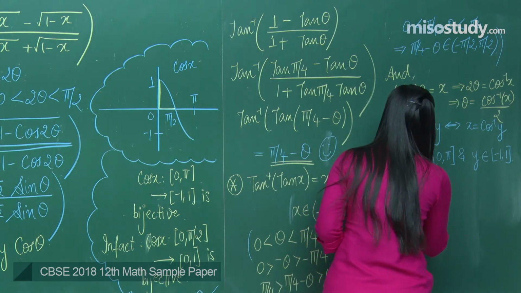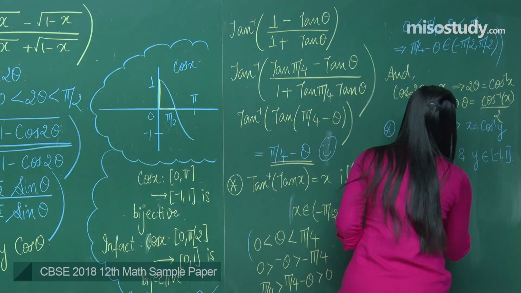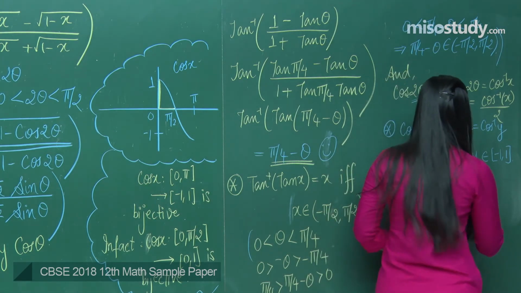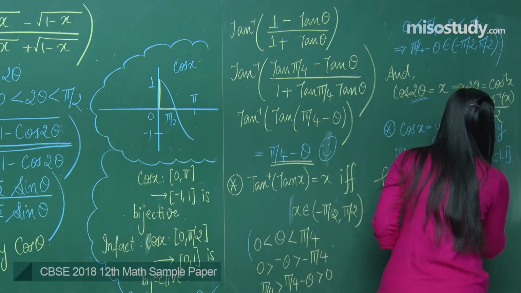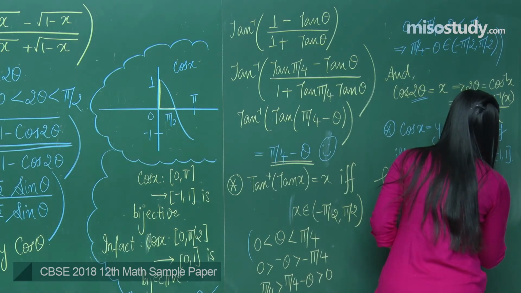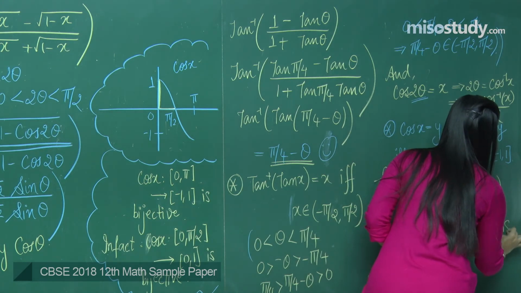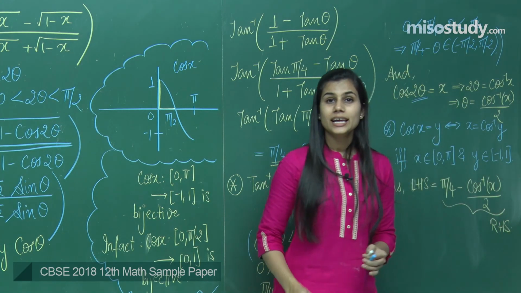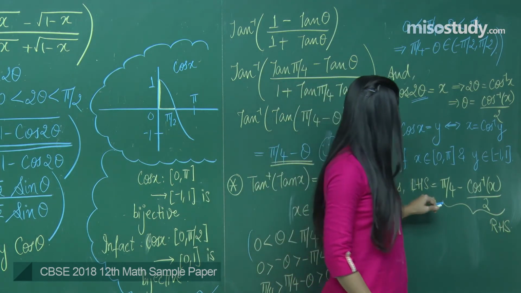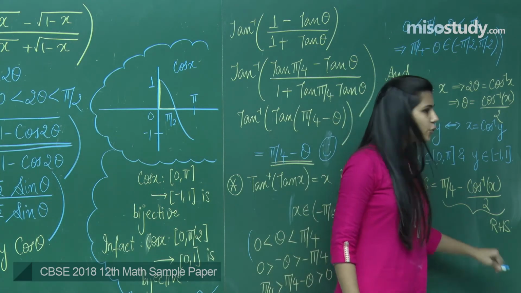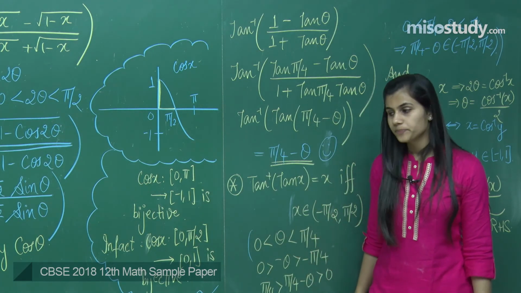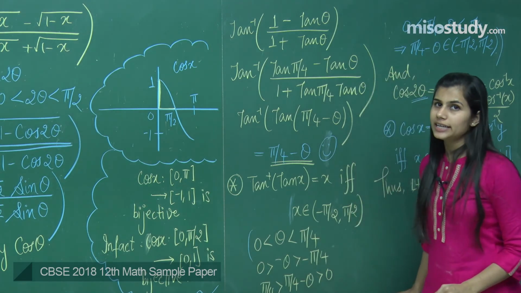And thus you have LHS equal to pi by 4 minus theta, where theta is cos inverse x by 2, which is your right hand side. And that completes the proof because you have shown that your left hand side is equal to the required right hand side. That is how the argument takes place.